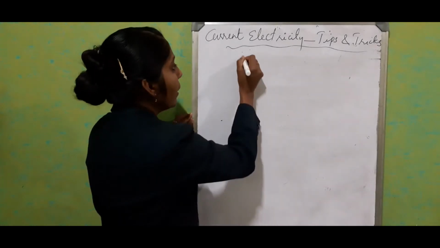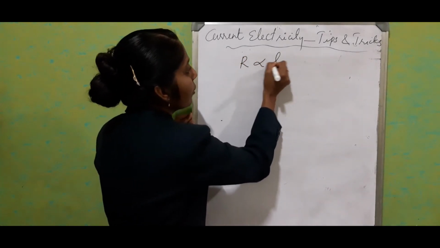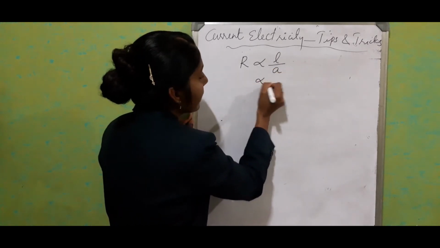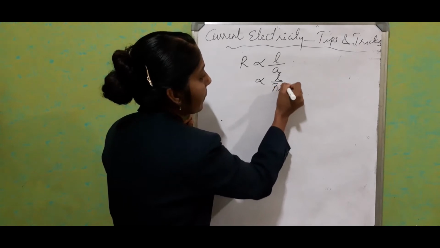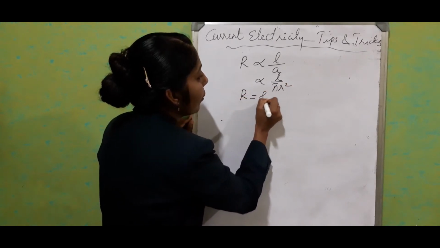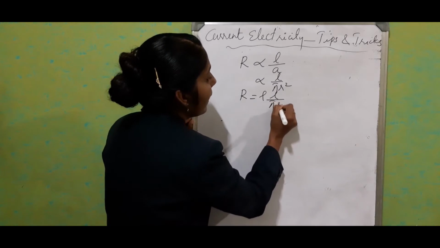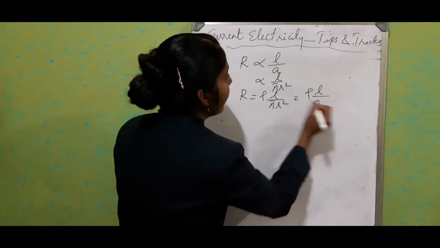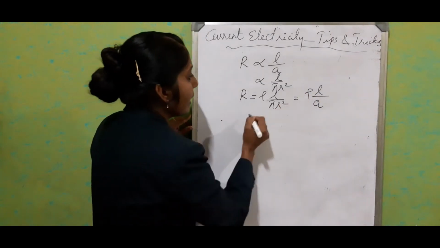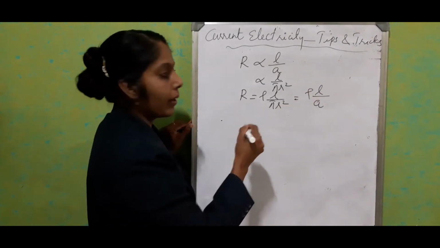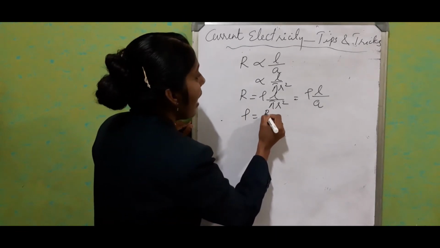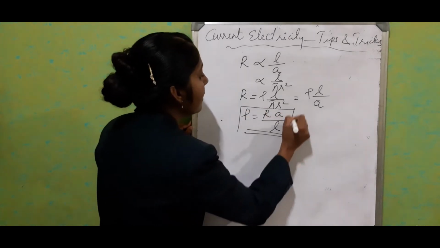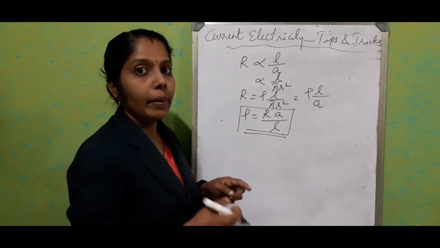On the basis of resistance, we can write R is directly proportional to L by A, or R is L divided by pi r square. Or R is equal to rho into L by pi r square, or rho L by A. So resistivity is the factor that is represented by rho. Rho is equal to R A by L. From the equation, we get rho is equal to R A by L.